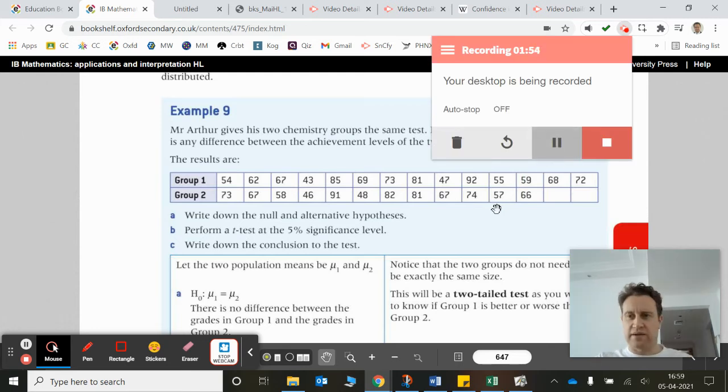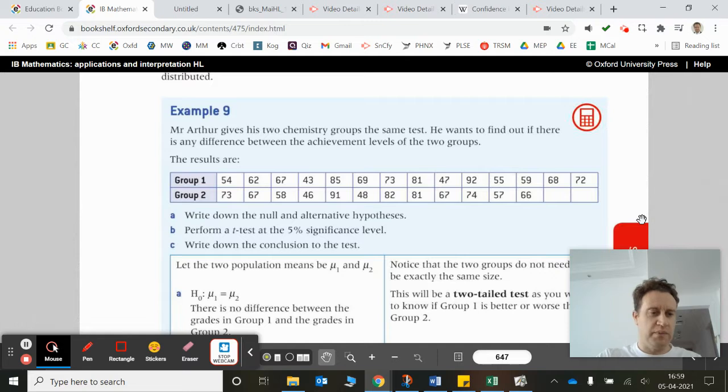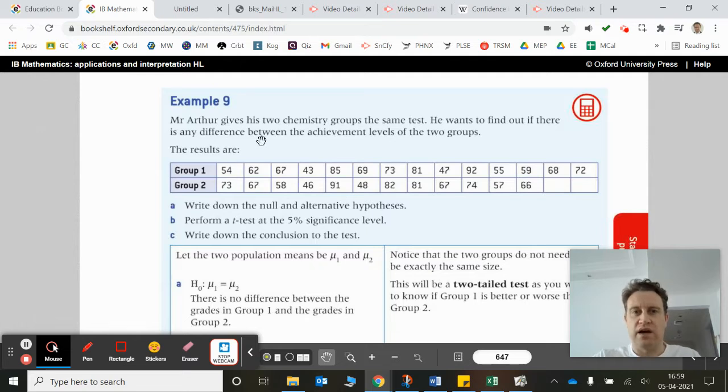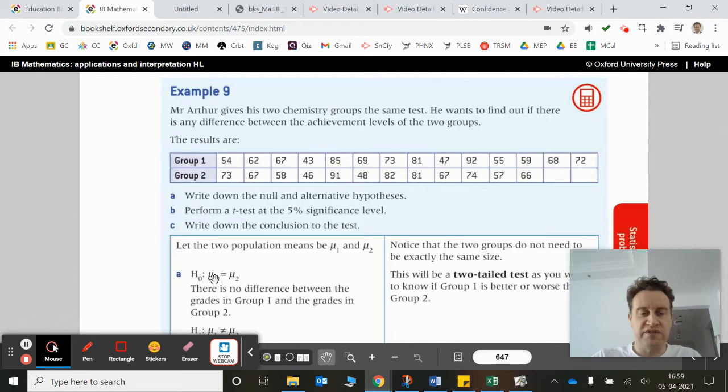Okay, so I'm back. I've got my information in here. I've typed all of this information into the calculator. So part A says, write down the null and the alternative hypotheses. So in this case, we're thinking, is there any difference between Mr. Arthur's two chemistry groups? And so we're trying to see if the means are different. So that will tell us whether or not one has got a higher achievement or the other one's got a higher achievement. Okay, so in the null hypothesis, they're the same.